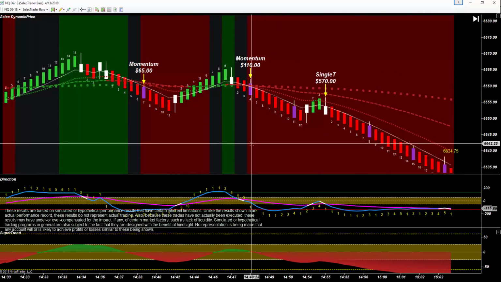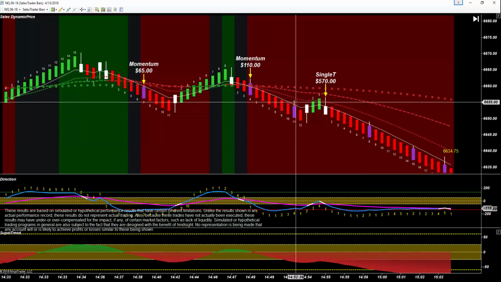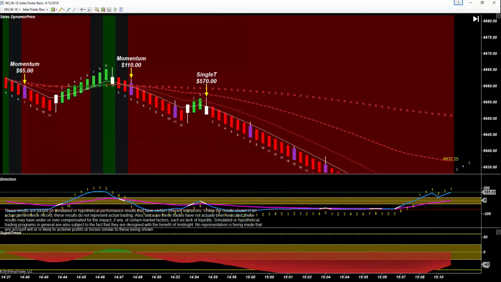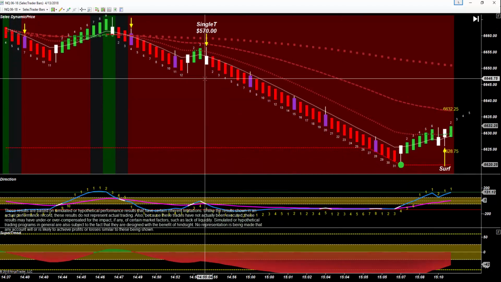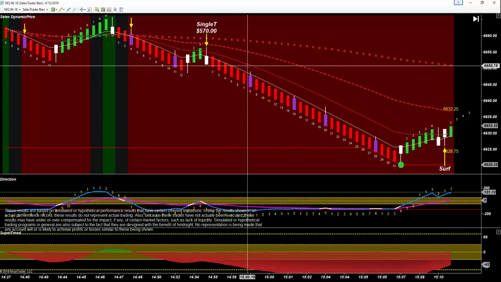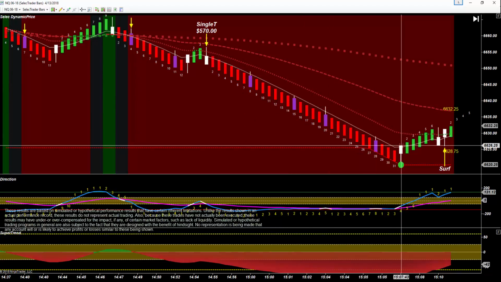Then we have a momentum short here at 1449. After the close of bar 10, we widen to the green DPI price, which rides over this large wick here on bar 11. Then we have a single T, the trade of the day here at 1455. After the close of bar 7, we widen to the green DPI price, which lets us ride over all these tall wicks here along the way, and we'll eventually get stopped out by this turn bar.